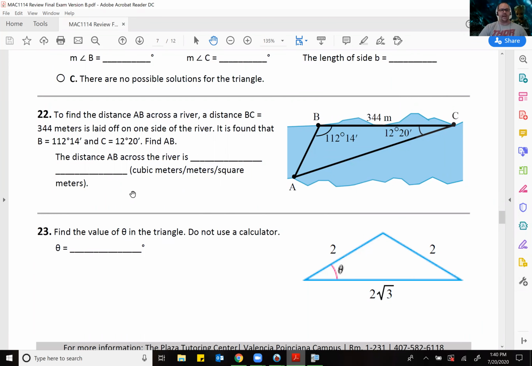it doesn't say where to round. I'm going to say probably to the nearest meter. So let's round to the nearest meter. And then you're going to have to pick what the label is. Is it cubic meters, meters, or square meters? And technically, I just gave away the answer. So if you're listening, now you got it.